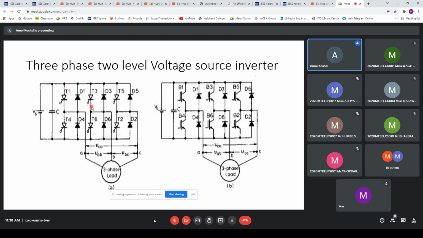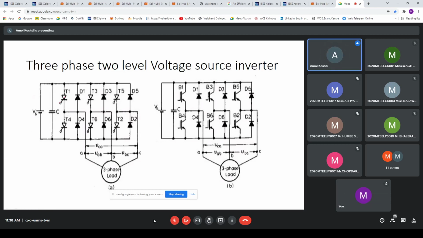Here there is one additional terminal, which we call a gate terminal, and through that gate terminal we are applying the pulses. By applying pulses we are turning on and turning off this particular switch.